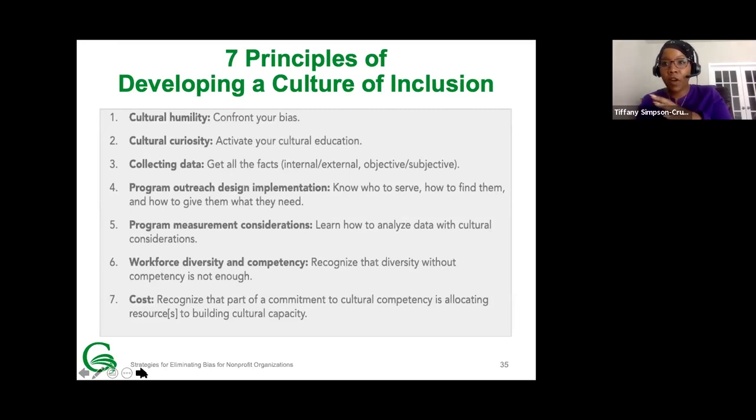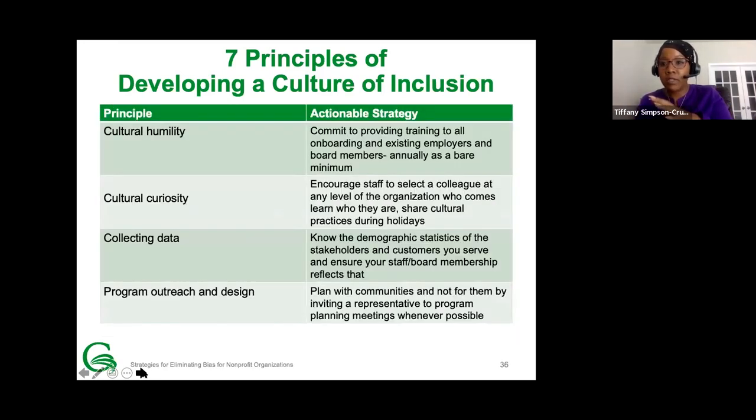Everybody okay so far? Any contributions to creating a culture of inclusion? Okay, so I'm going to keep pushing. And time check, okay. So here are some examples. We talked about actionable strategies. So under each principle, I have some examples of some of the things that you can do.